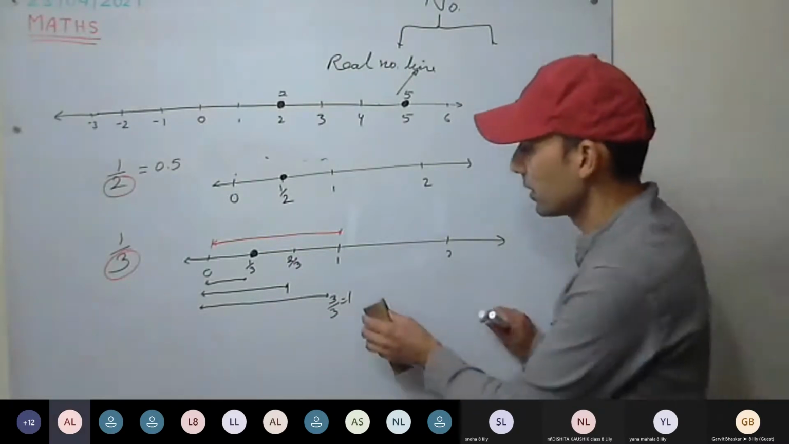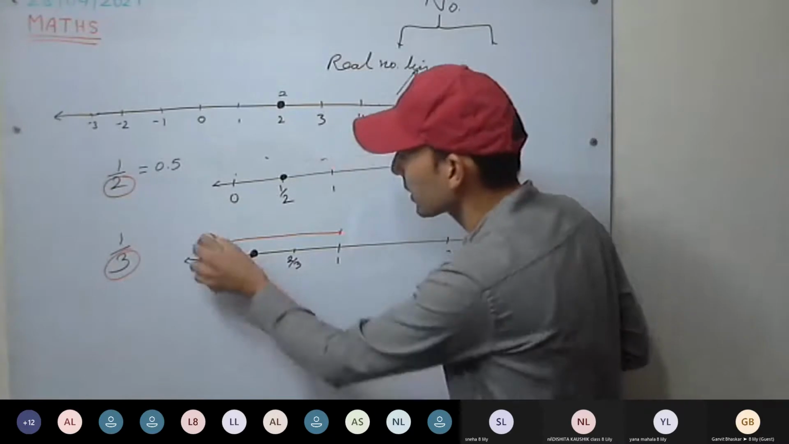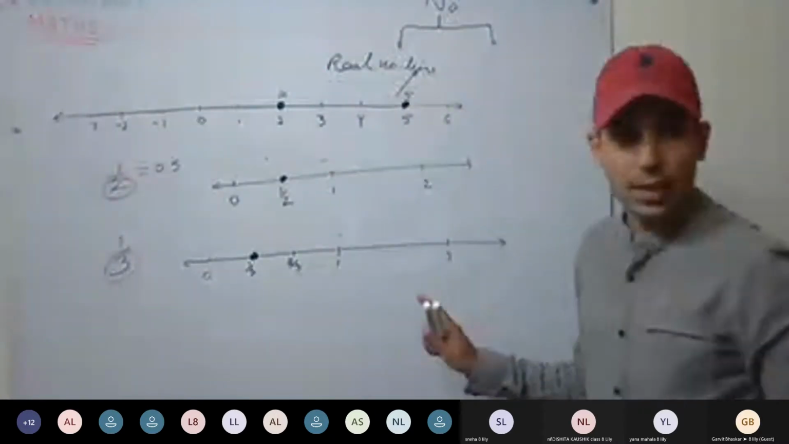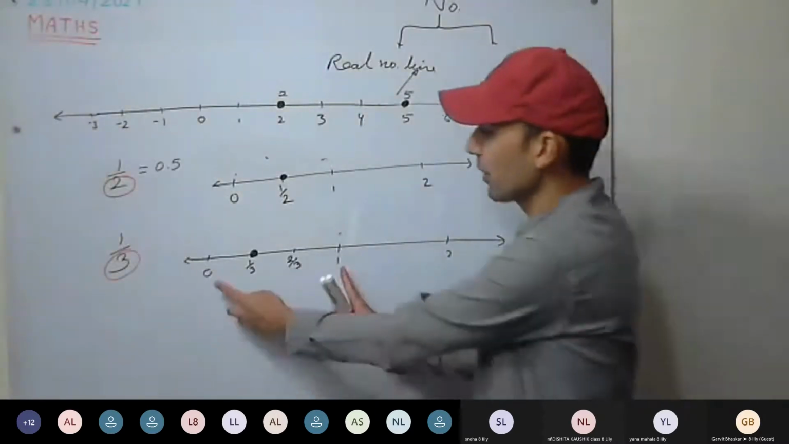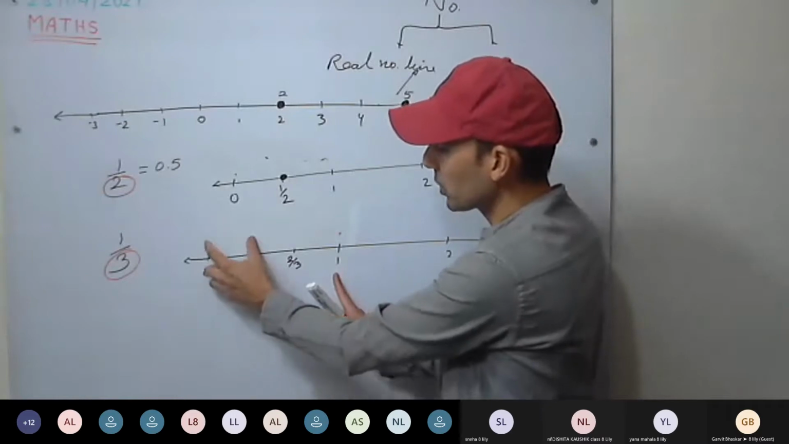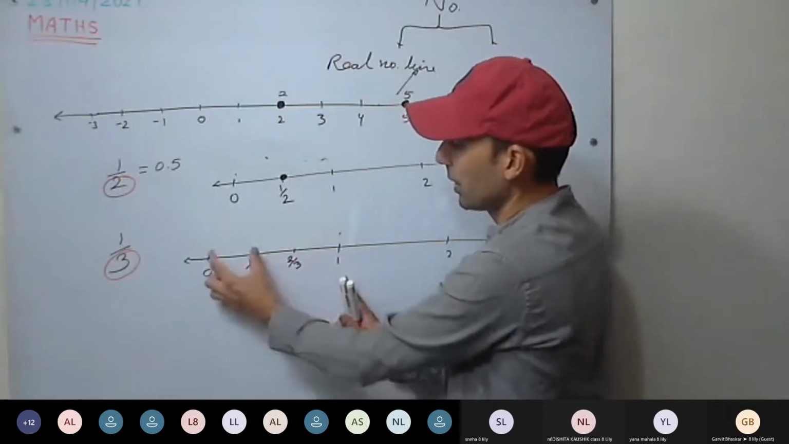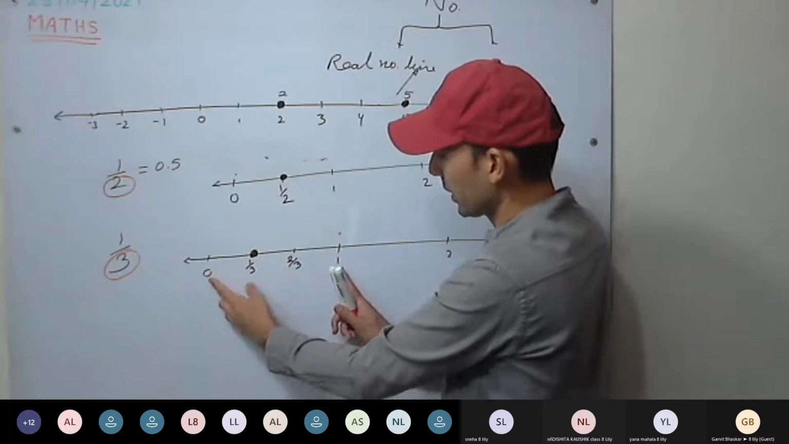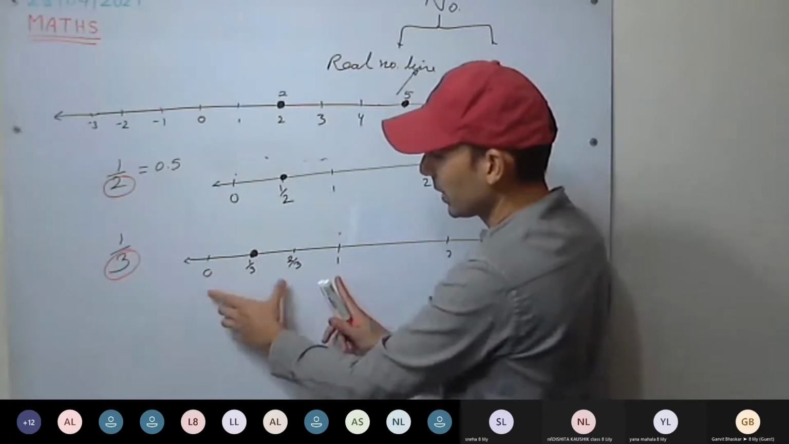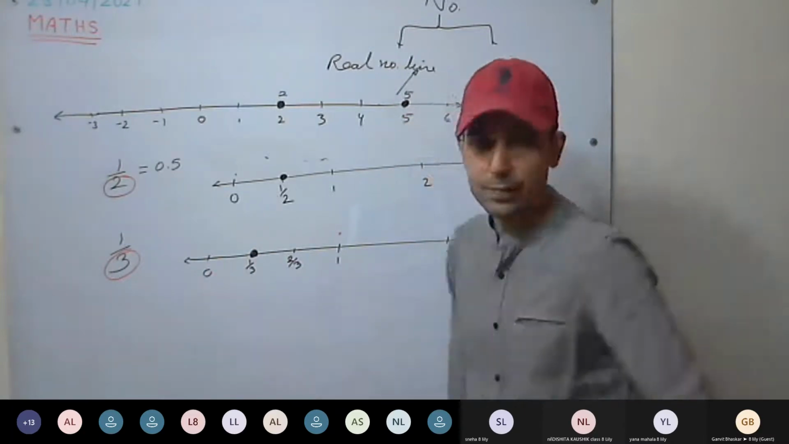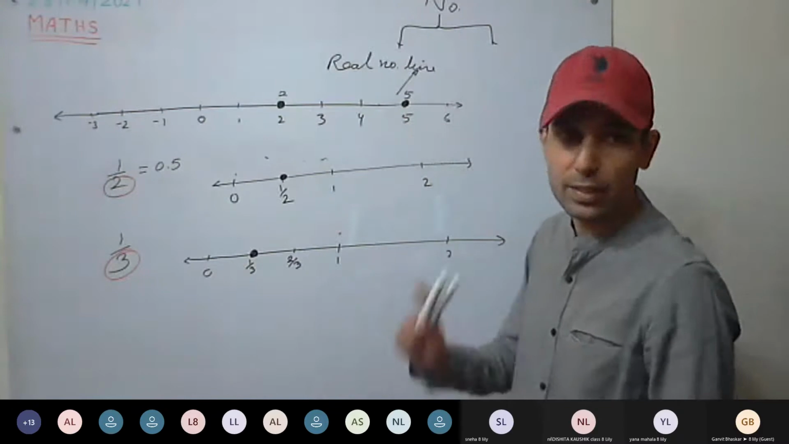This is just for understanding. Understood this one? This length we divided into 3 parts. Each part will be how much? 1 by 3, 1 by 3, 1 by 3. This is 1 by 3, this is 2 by 3, this is 1. That is 3 by 3 equal to 1.